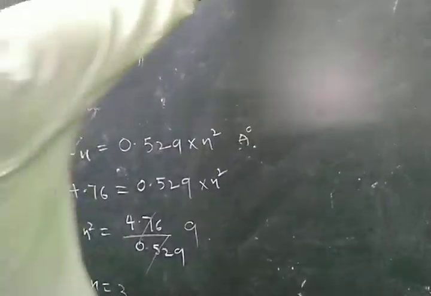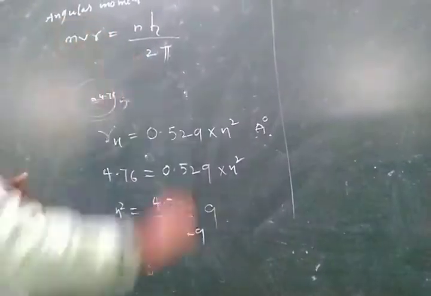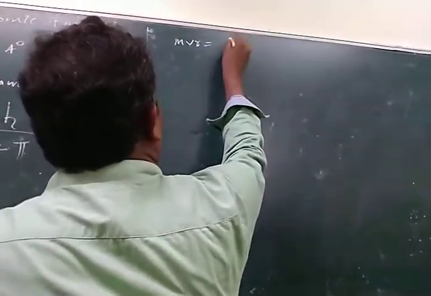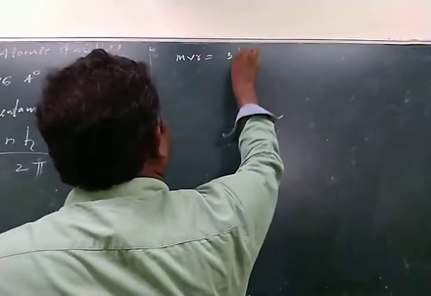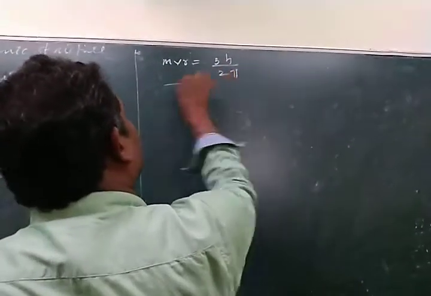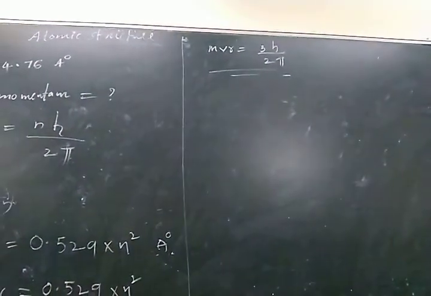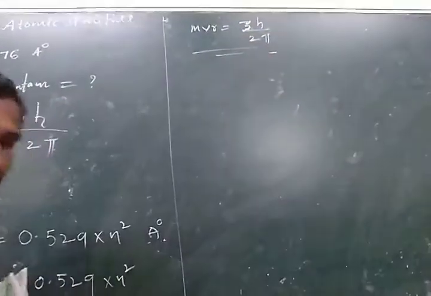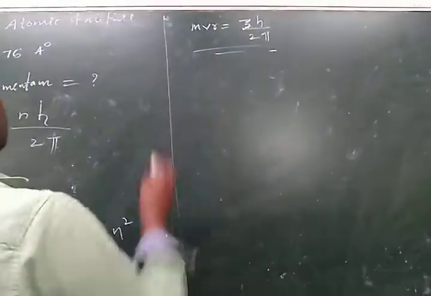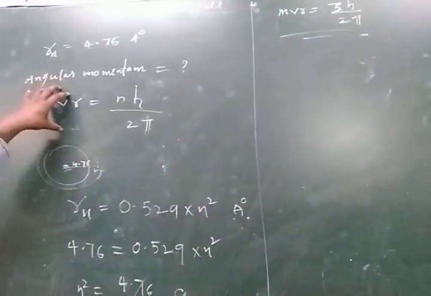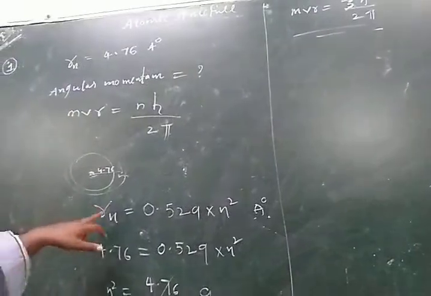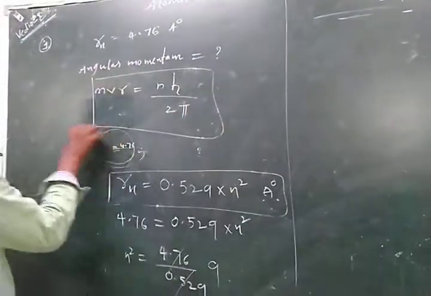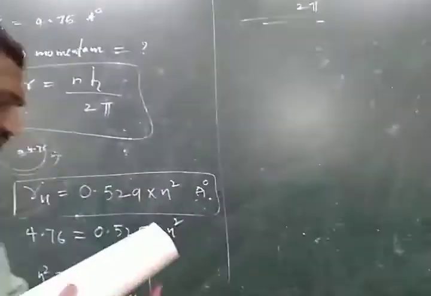If you substitute the n value here, then we will get the angular momentum. mvr equal to nh by 2 pi, n equal to 3. So 3h by 2 pi is the answer. This question is related to angular momentum and also radius. This is the formula for the radius of nth orbit, and this is the angular momentum. Next question.